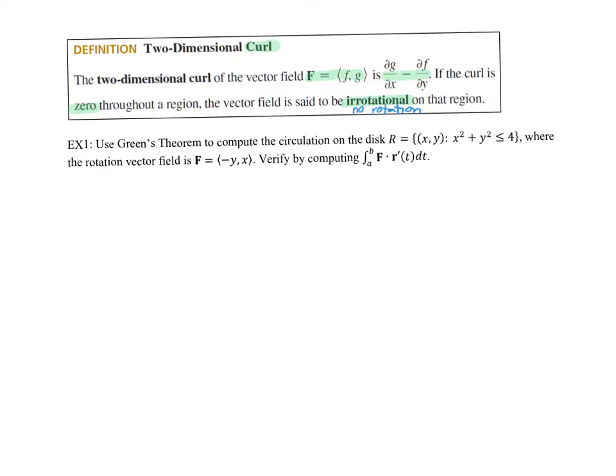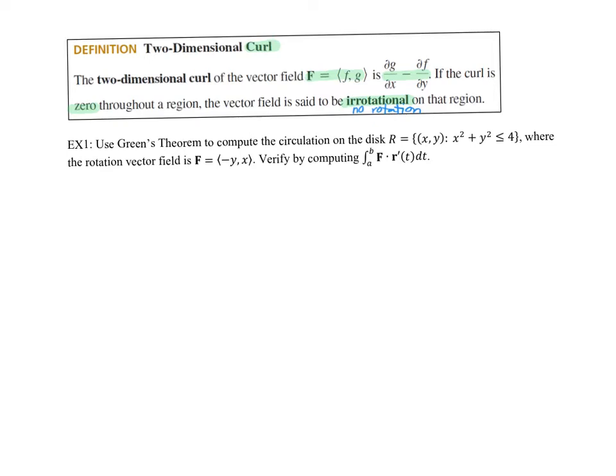Example 1, we're going to use Green's theorem to compute the circulation. And here we have a disk, R. R is x squared plus y squared less than or equal to 4. So it's this region within this circle of radius 2. But since it's less than or equal to 4, it's that whole area within that circle, where the rotation vector field is F equal to negative y, comma x.